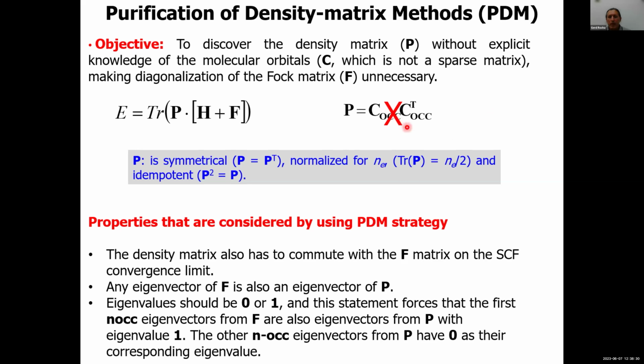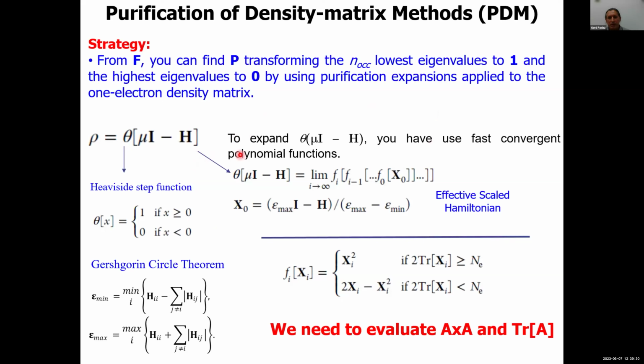But if you choose to follow the way of doing Hartree-Fock methods using the molecular orbital coefficient matrix, you do not take advantage of this type of situation. And PDM is a proposition to avoid the use of non-sparse matrix, and you avoid also the diagonalization of matrices, for example, the Fock matrix. And PDM is a very elaborated method, but essentially you need to expand this type of function.